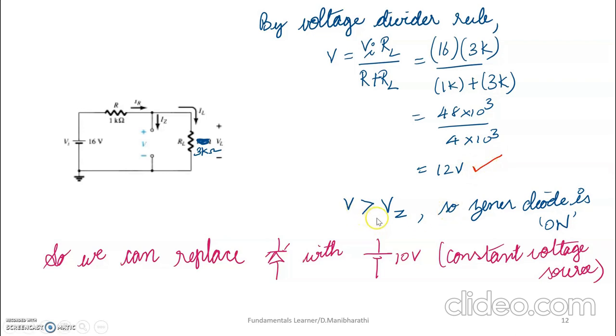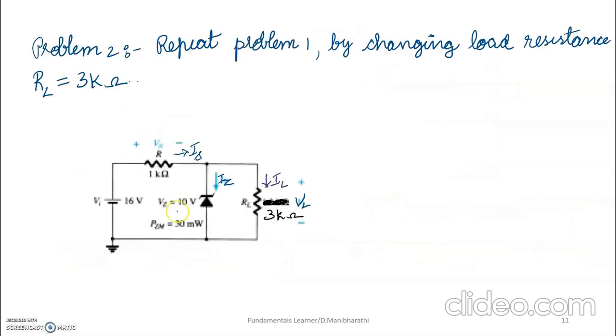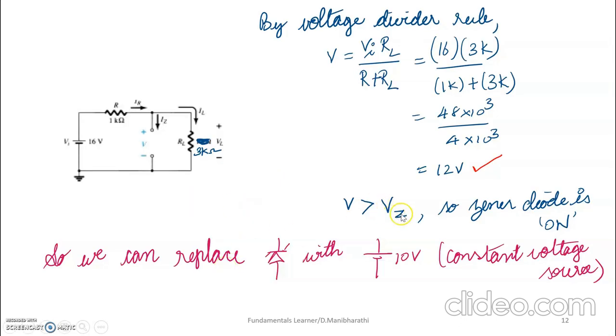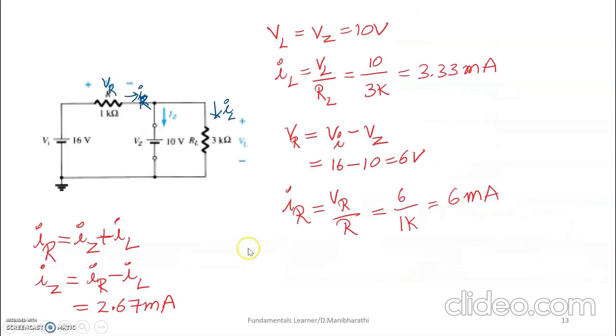So definitely the voltage across is greater than the breakdown voltage. What is the breakdown voltage? Look at the question. The breakdown voltage is 10 volt. I am getting a voltage of 12 volt. So the Zener diode is in what state? It is in on state. Since it is on, I can replace the Zener diode with a voltage source, that is a constant voltage source, 10 volt. I have replaced the Zener diode with 10 volt.